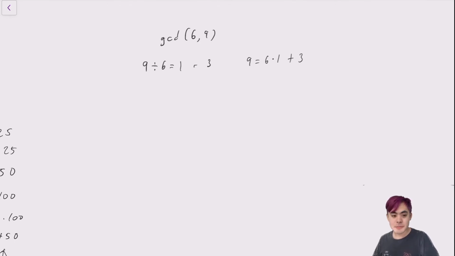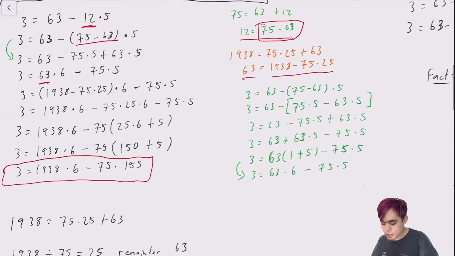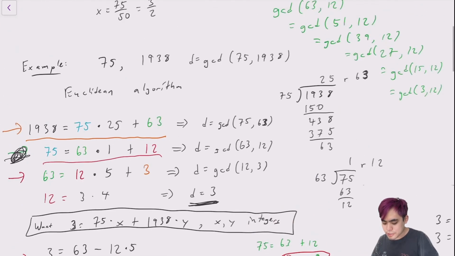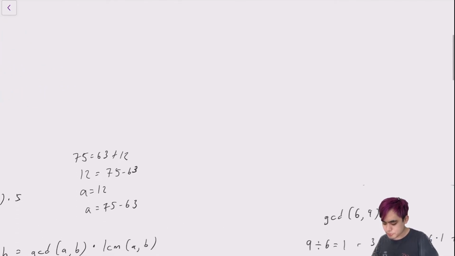Does that make sense? So 9 is equal to 6 times 1 plus 3, and that is exactly the same as what we were doing over here, where we had 1,938 equals 75 times 25 plus 63. Same step, just different numbers.